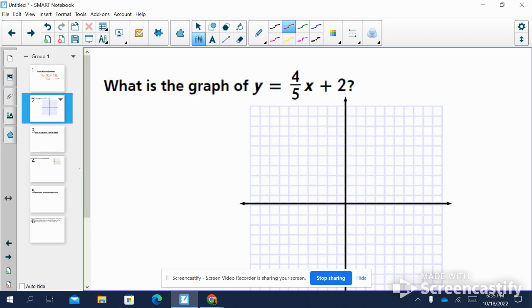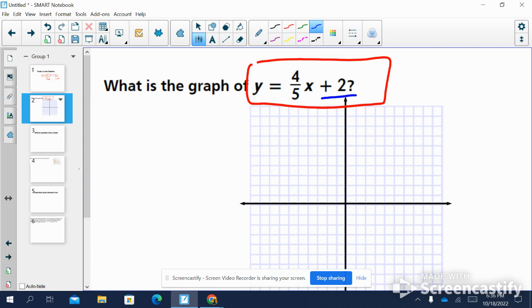So first we're going to look at the line y equals 4 over 5x plus 2. To start to graph this, we're going to need to identify the y-intercept. The y-intercept is the number that replaced the b. In this case, it's a positive 2. Again, that's where it crosses the y-axis.